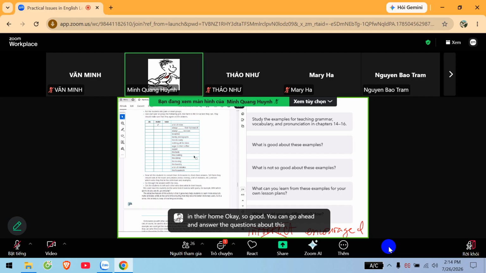What do you like about this example? What don't you like about it? What can you learn from it? And if you teach the same activity, what would you do differently? Why?